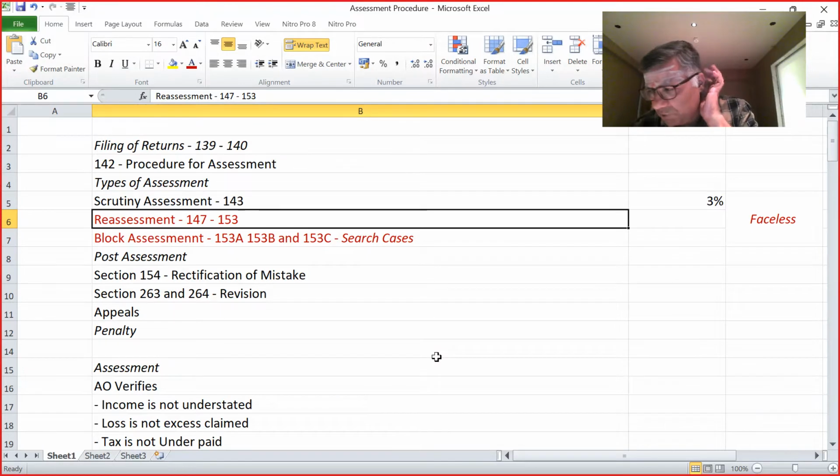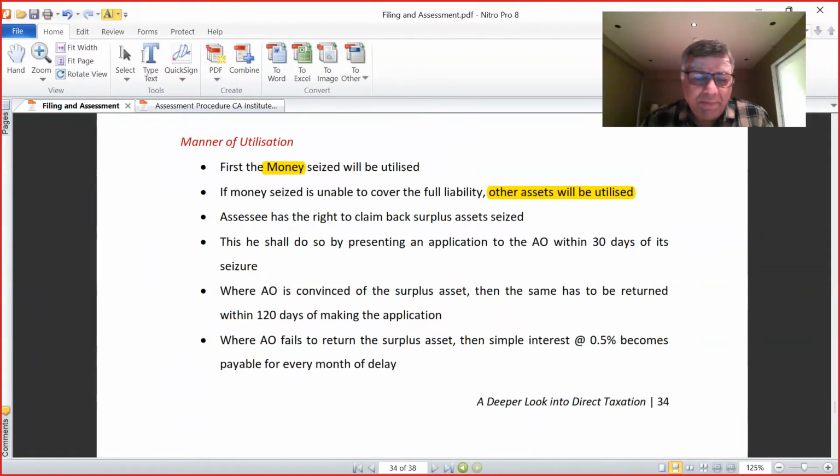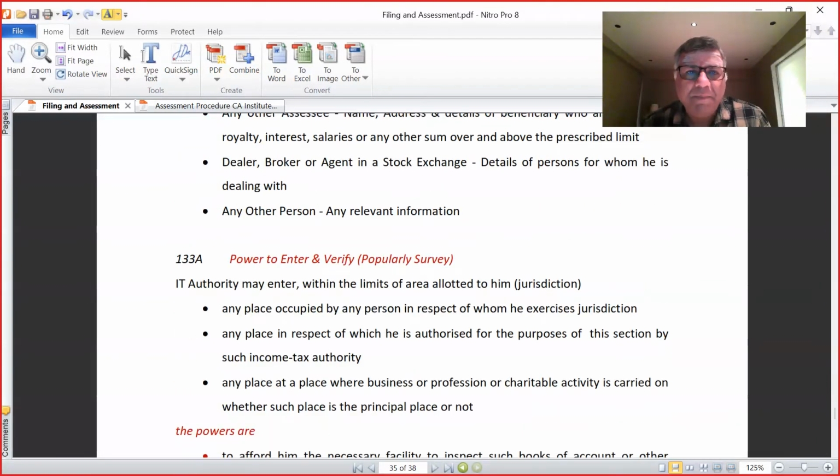The faceless part for this is yet to be notified. It will merge with the first faceless process, because the majority of the thing is the same: team-based assessment, etcetera. So under 131, 132, 132A, 132B, that is utilization of seized assets, up to this we saw, and the remaining provisions also we will quickly wind up there and come to the next arena. So the remaining provisions go like this.